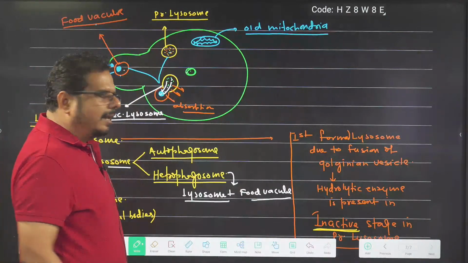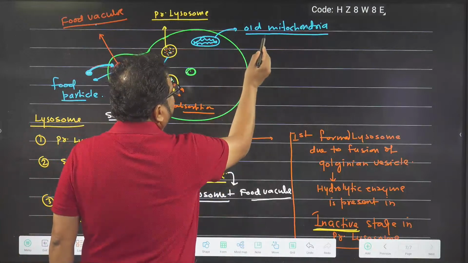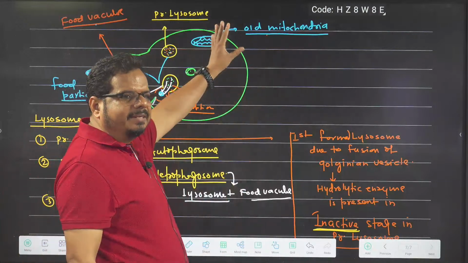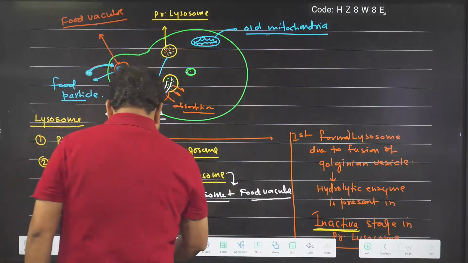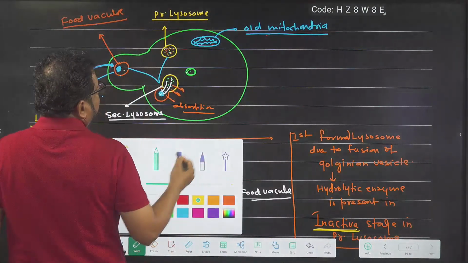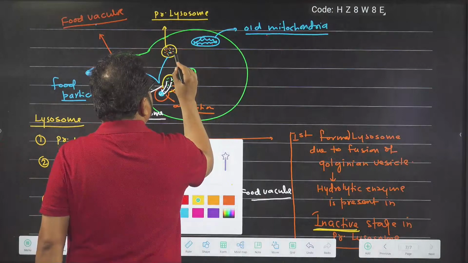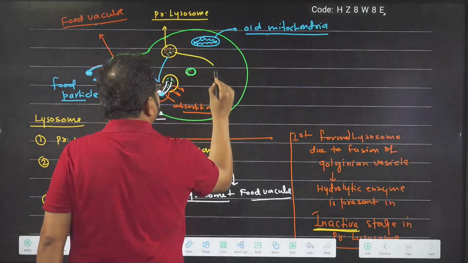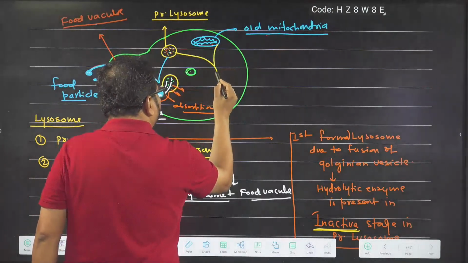Is it clear? Now this is an old mitochondria, unnecessarily taking the space. What is the other possibility? Possibility number 2. This lysosome may fuse with the old cell organelle.